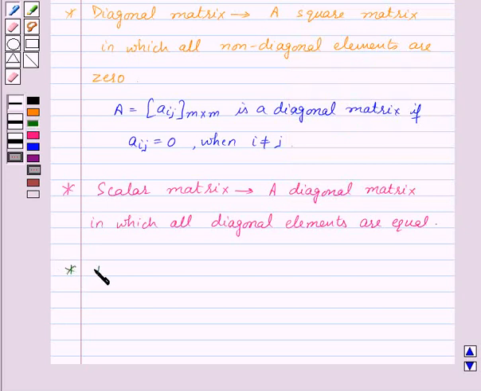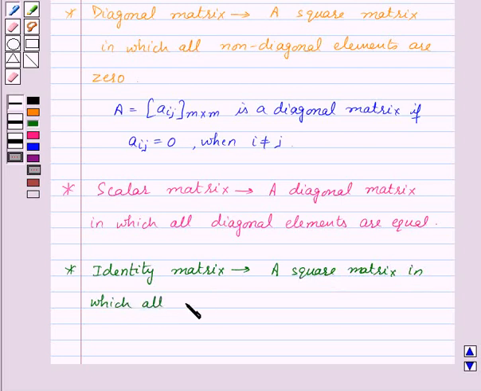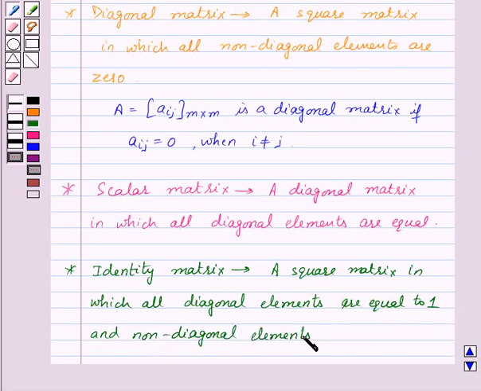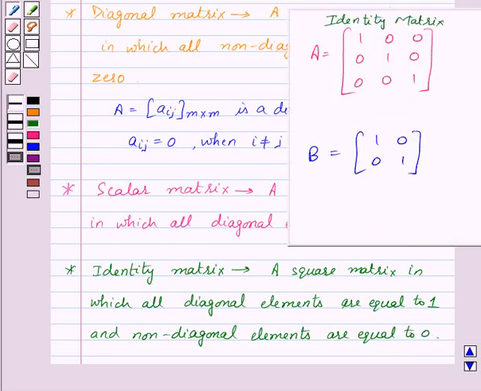After this, we have identity matrix. A square matrix in which all diagonal elements are equal to 1 and non-diagonal elements are equal to 0 is called an identity matrix. For example, these both are identity matrices. A is an identity matrix of order 3 and B is an identity matrix of order 2.